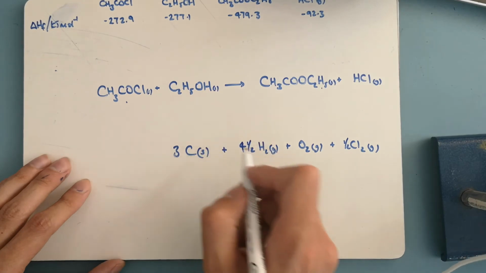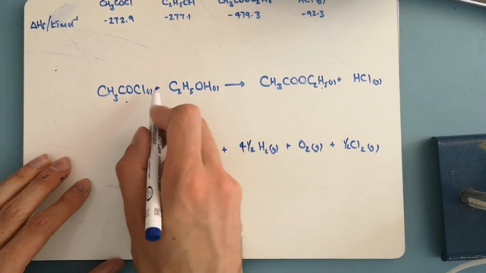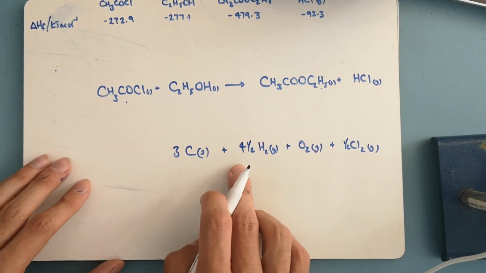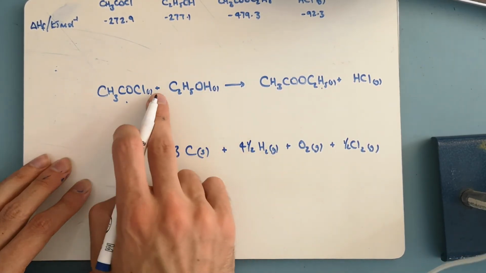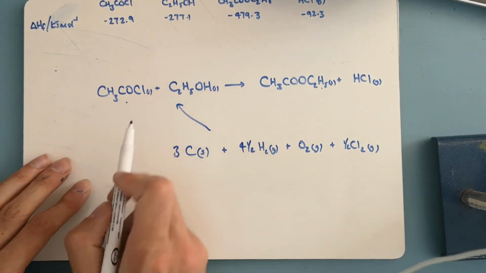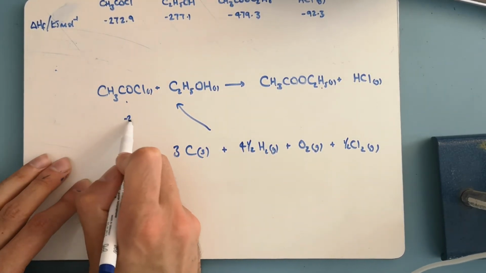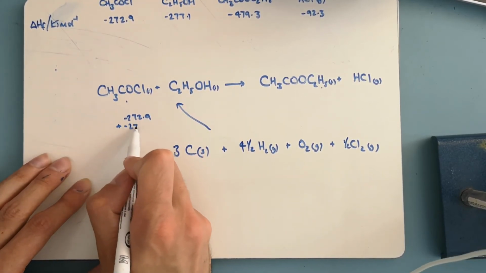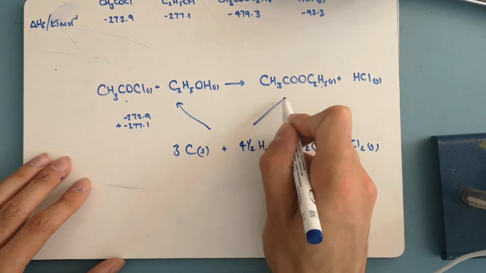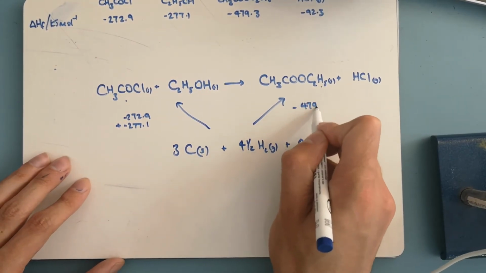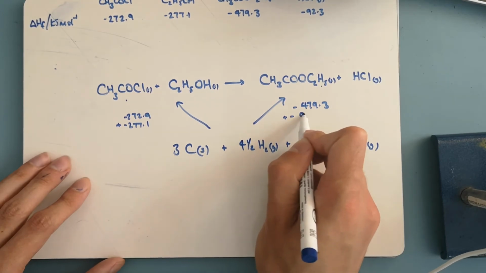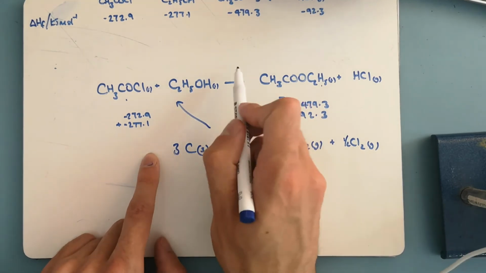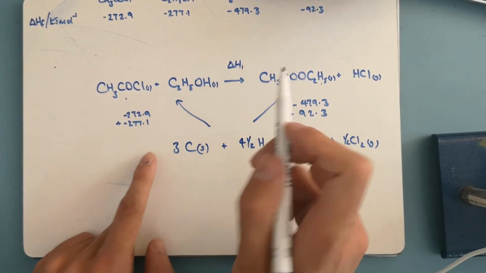This time the direction the arrow is going to go is different because I'm going to react these to form this, and I can react these to form this, and I know how much energy is given off when I form these two, because it's minus 272.9 plus minus 277.1, and this way, because it's minus 479.3 plus minus 92.3. So I know those amounts of energy, and I can use that to work out the enthalpy change here.